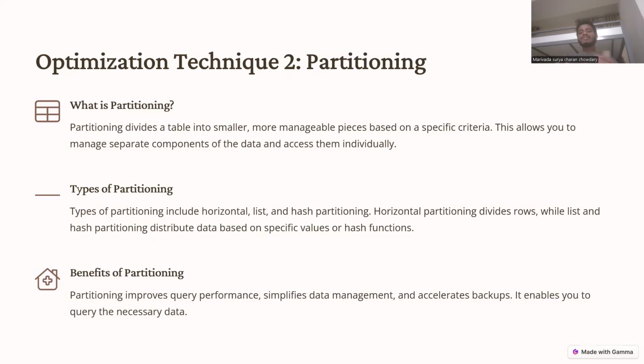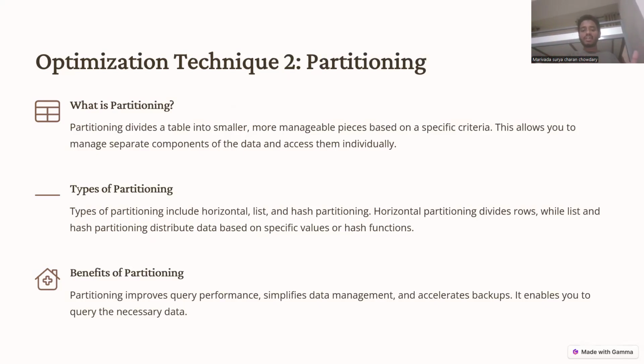Now let's discuss the types of partitioning. Basically, there are many types. Let's discuss the major types: horizontal, list, and hash partitioning. Horizontal partitioning divides the table into rows, while list and hash partitioning distribute the data based on specific values or hash functions.